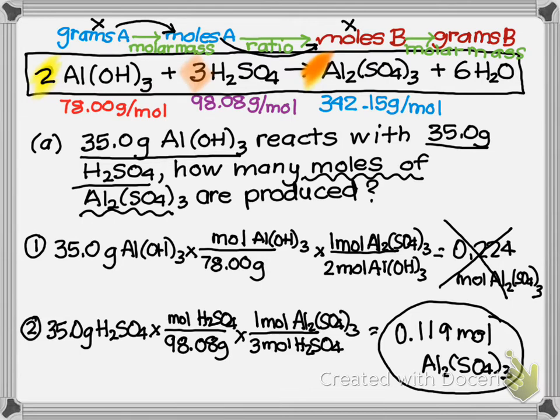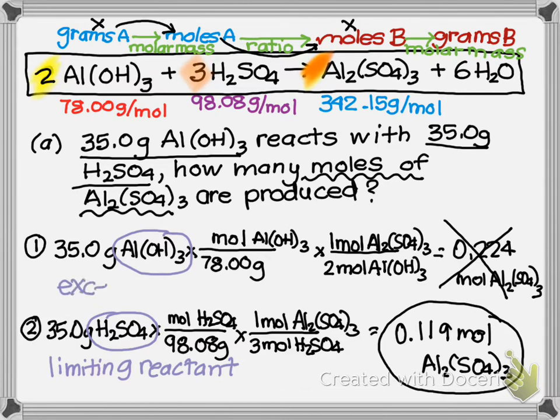Now, we can name the 2 reactants that are there. The one that makes the smaller amount, the H2SO4, is called the limiting reactant. And the one that is left over, this one will be left over because it could make more, and we know that because it got a higher number. This is called the excess reactant.